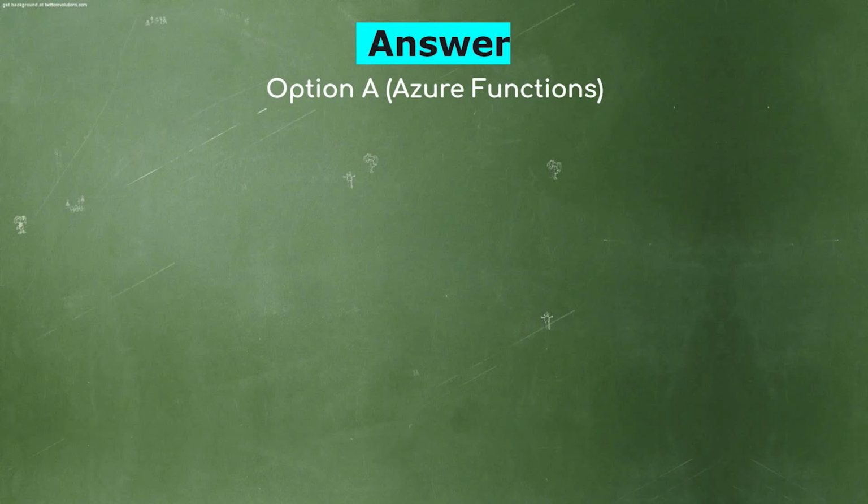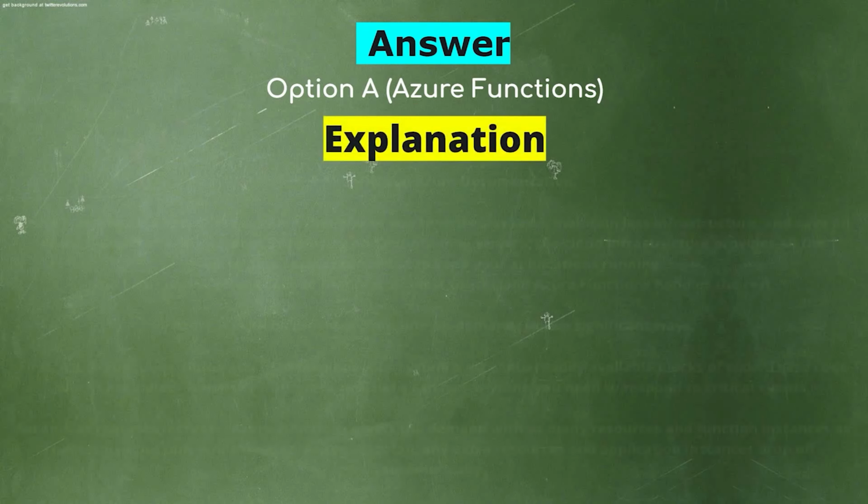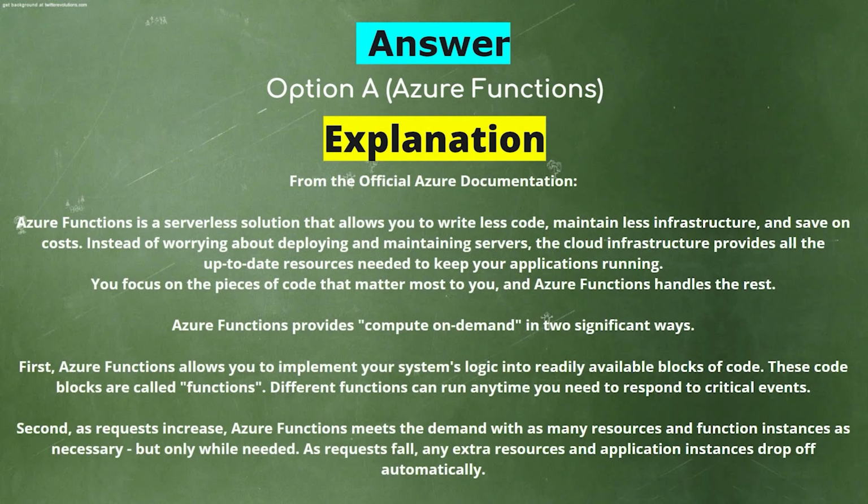Azure Functions. Explanation. From the official Azure documentation, Azure Functions is a serverless solution that allows you to write less code, maintain less infrastructure, and save on cost. Instead of worrying about deploying and maintaining servers, the cloud infrastructure provides all the up-to-date resources needed to keep your applications running. You focus on the pieces of code that matter most to you, and Azure Functions handles the rest.